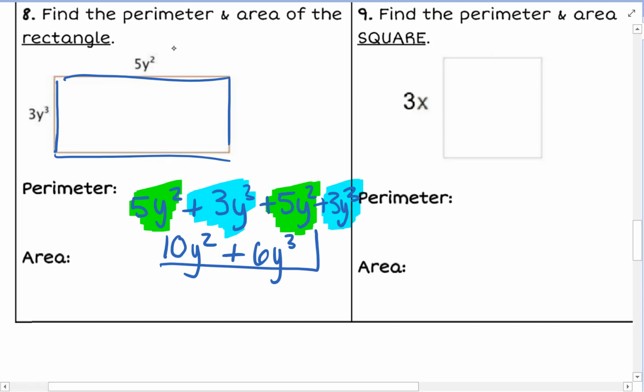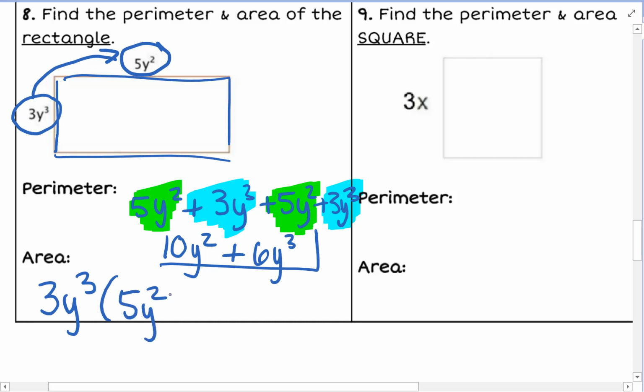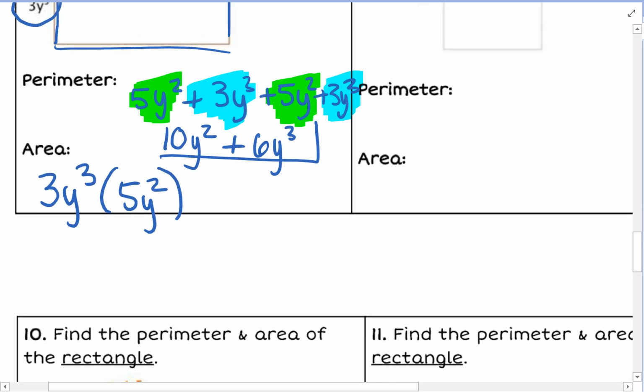appropriate. The area requires us to multiply the length times the width. 3y cubed times 5y squared. This should give me the area. This is a product which requires properties of exponents. I will expand and simplify.